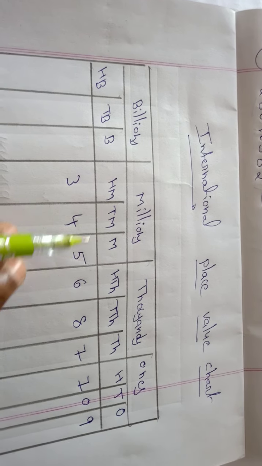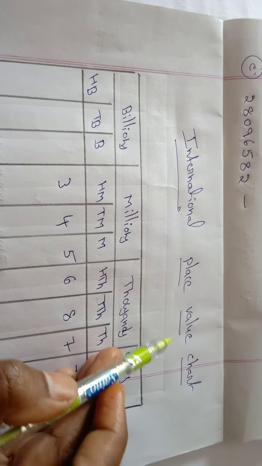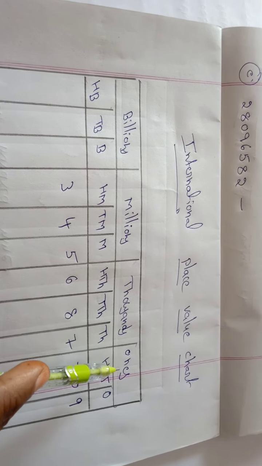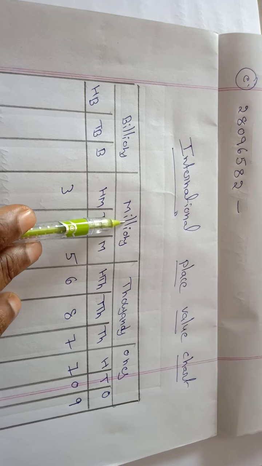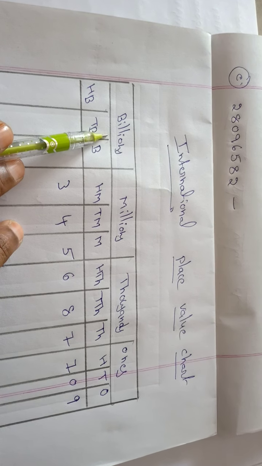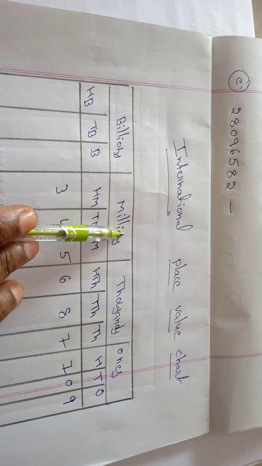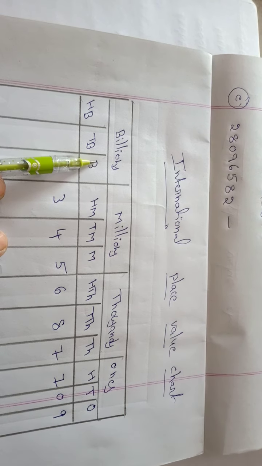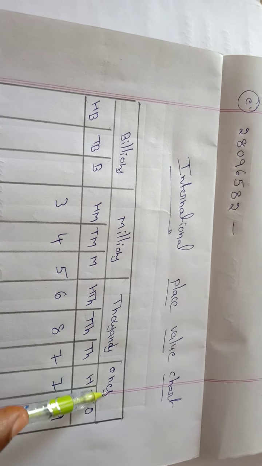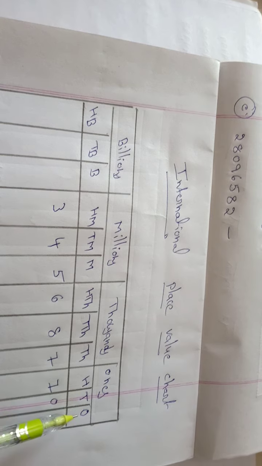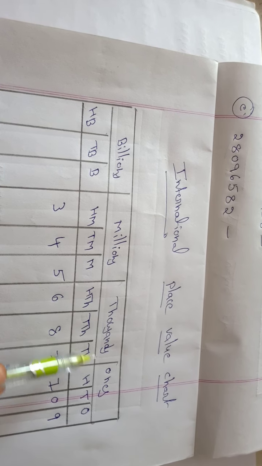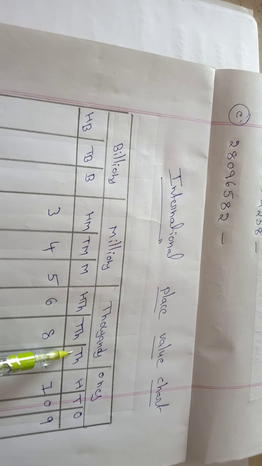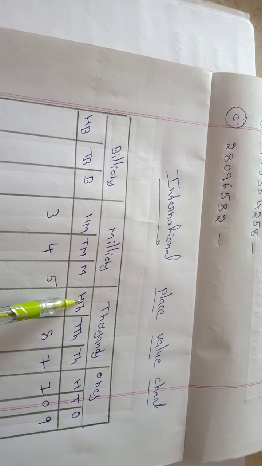Now coming to the international place value chart. Here we have ones, thousands, millions and billions. In the Indian system lakhs and crores will be there; in the international system millions and billions will be there. Here the ones period is divided into 3 sub columns: ones, tens, hundreds. Thousands are also divided into 3 sub columns: 1000, 10,000, 100,000.